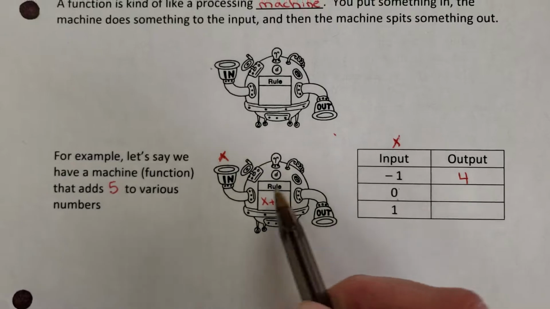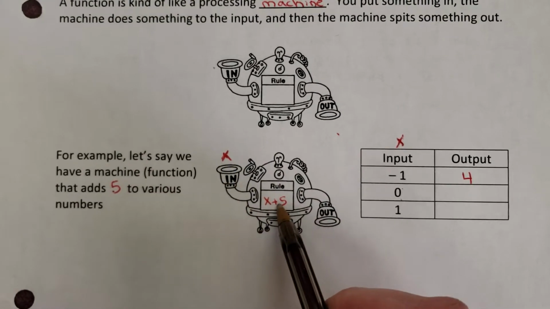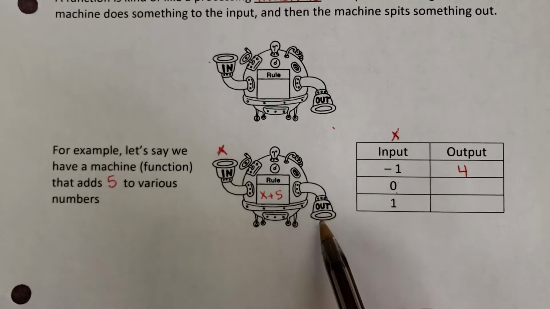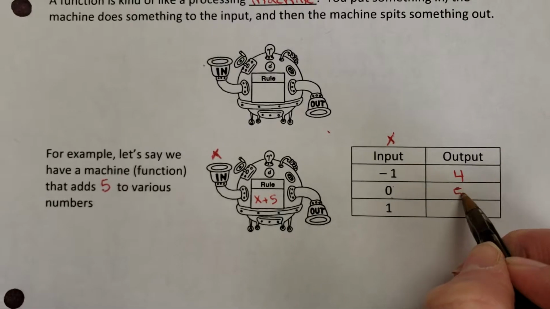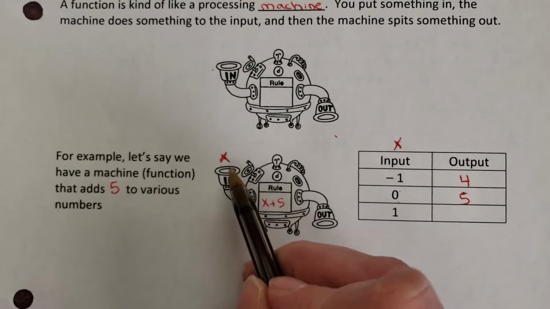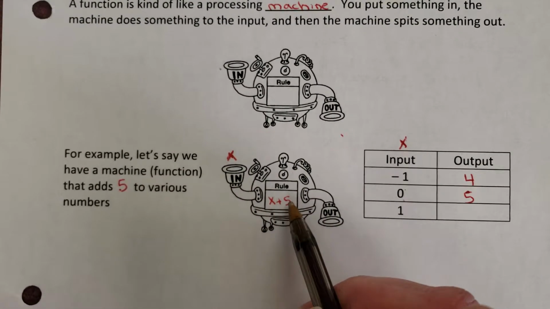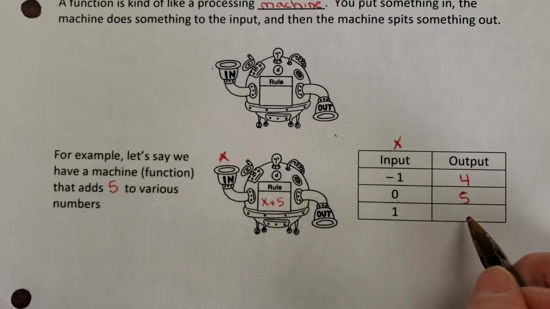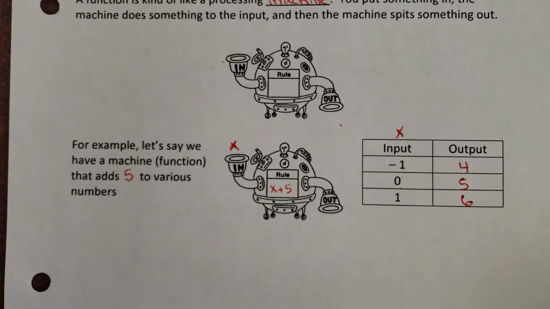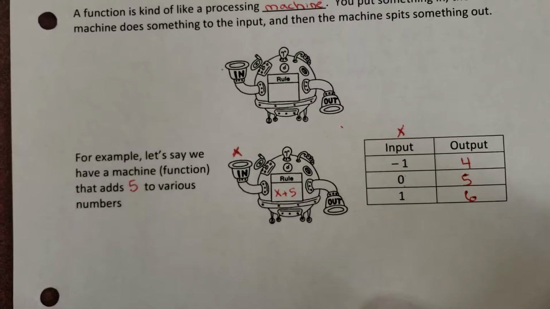Or if I put 0 in, 0 plus 5 is 5 out. Or if I put 1 in, 1 plus 5 is 6 out. So that's an example of a function.